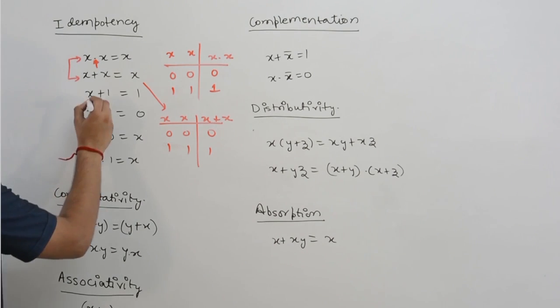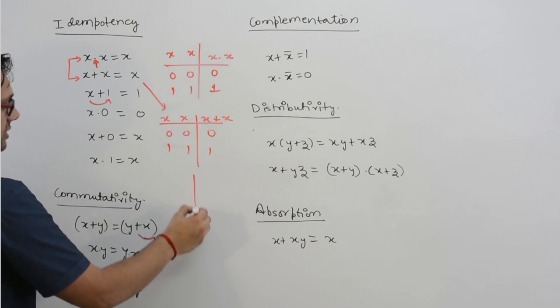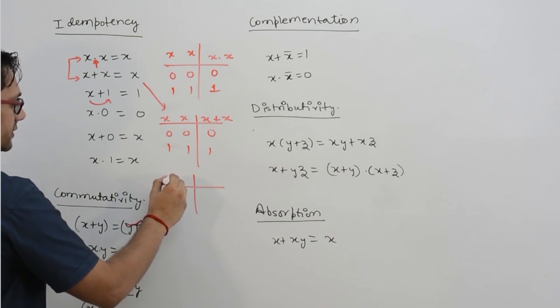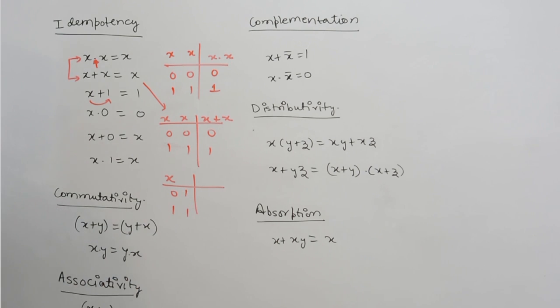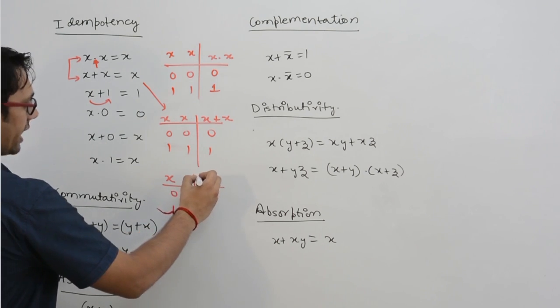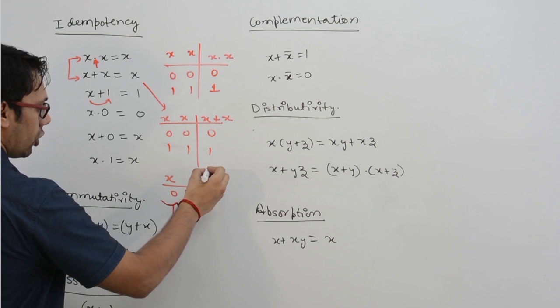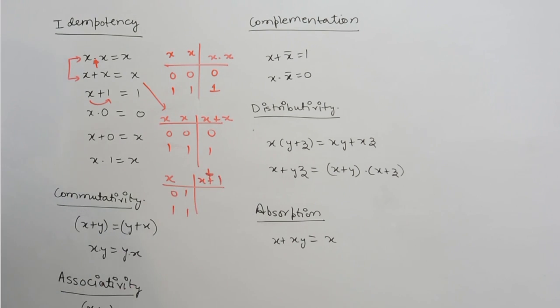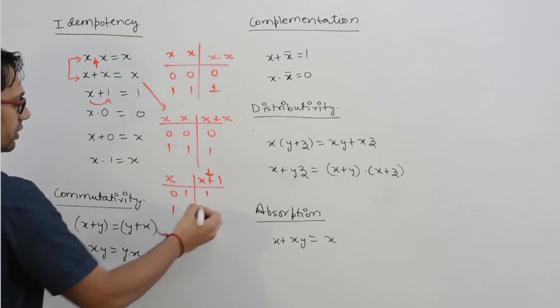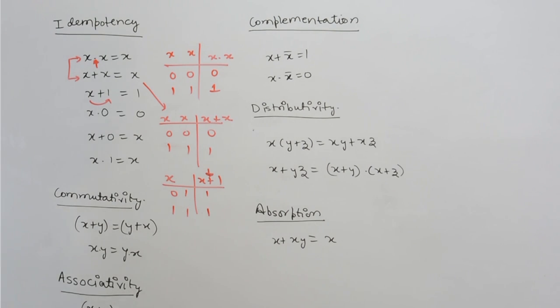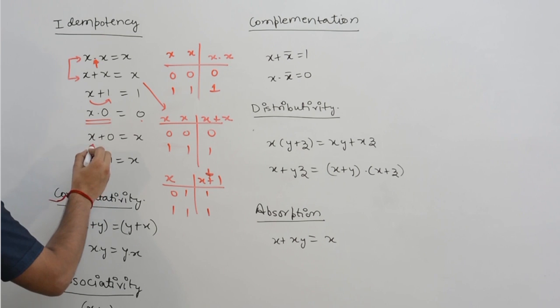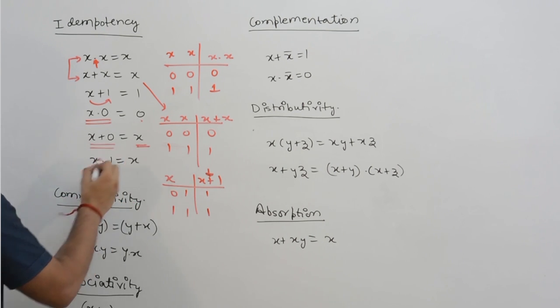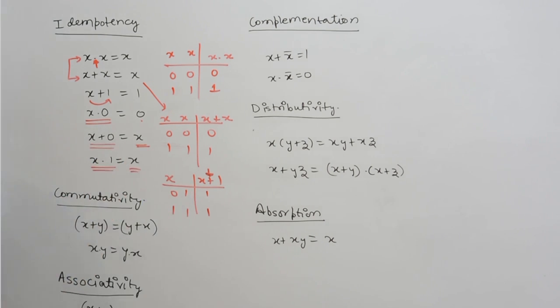If we add 1 to x, what does that mean? x can take a value 0 or 1, and we have to OR the variable x with 1, therefore this will become 1 only. In this way, we can also say x dot 0 is equal to 0, x plus 0 is equal to x, and x dot 1 is equal to x. This is called the idempotency property.